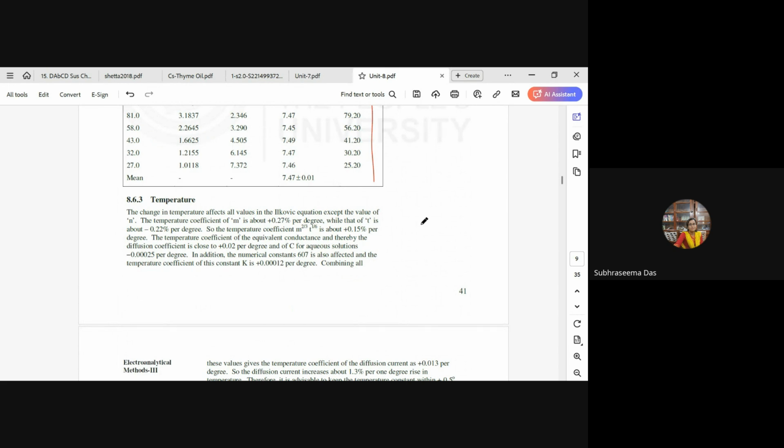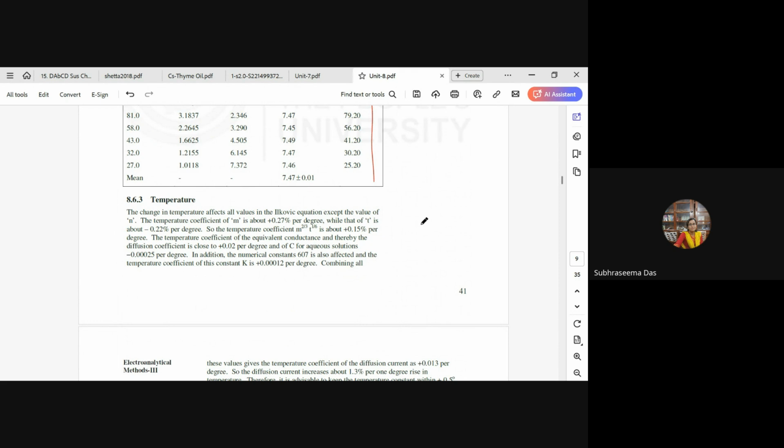Then coming to the influence of temperature. The change in temperature affects all the values in the Ilkovic equation except the value of N, that is the number of electrons involved in the reaction. The temperature coefficient of M is about plus 0.27 percent per degree, while that of T is about minus 0.22 percent per degree.